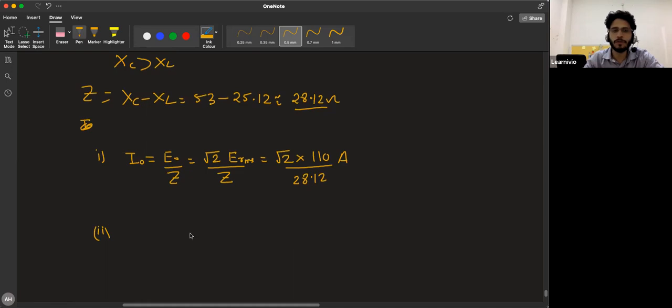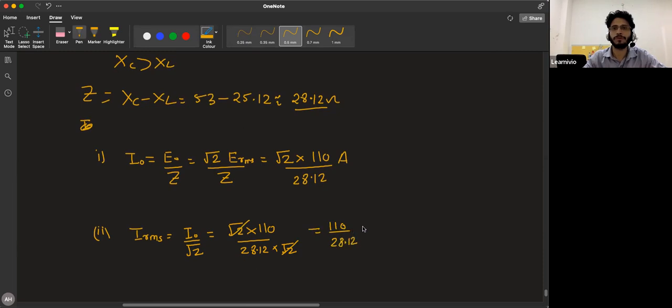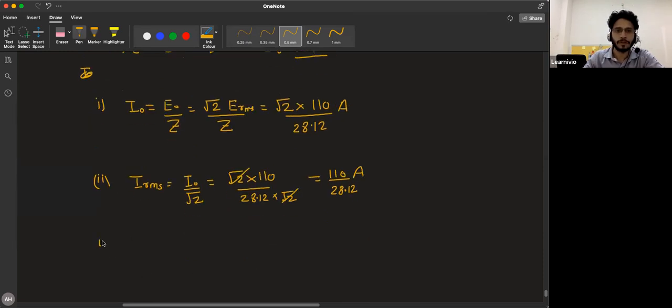So, Saifullah, how do you calculate IRMS here? It'll be I0 by root 2, sir. I0 by root 2. So I0 is root 2 into 110 divided by 28.12, divided by root 2. We can cancel it out and it's 110 by 28.12 ampere.